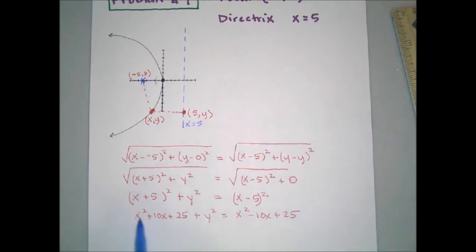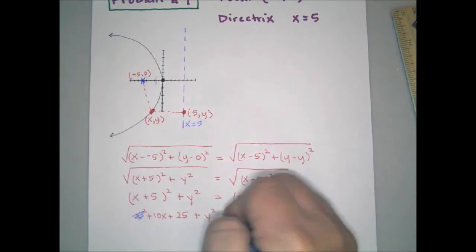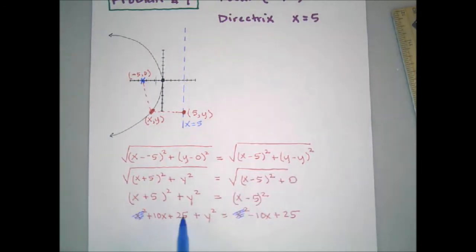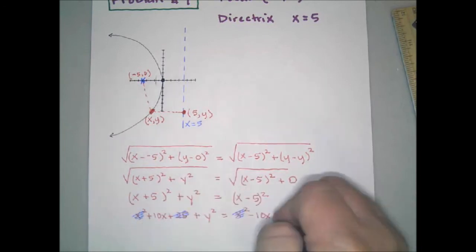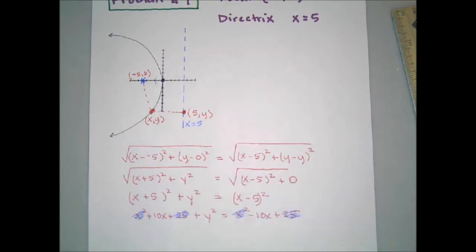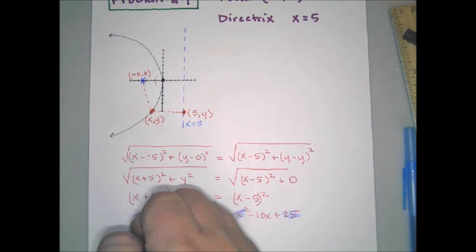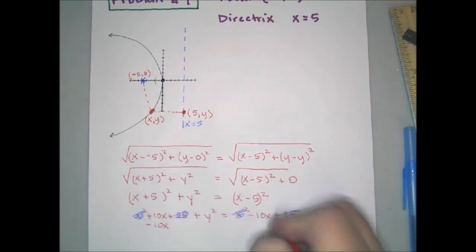I have an x squared on this side, and I have an x squared on that side. So those two things are going to cancel each other. I have a 25 over here that's positive, and I also have a 25 over here that's positive. So those are going to cancel each other. The only thing that really doesn't cancel is this positive 10x and that minus 10x. So I'm going to combine like terms. I'm going to move these positive 10x's over here.